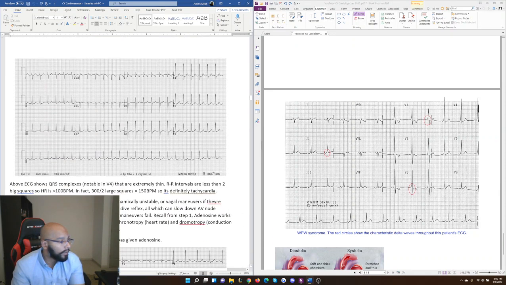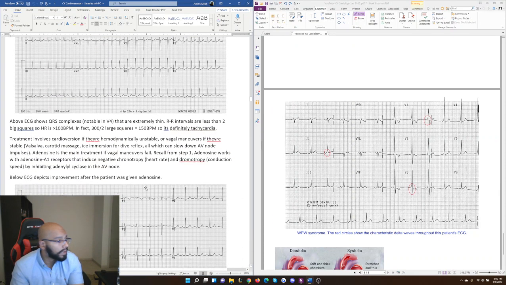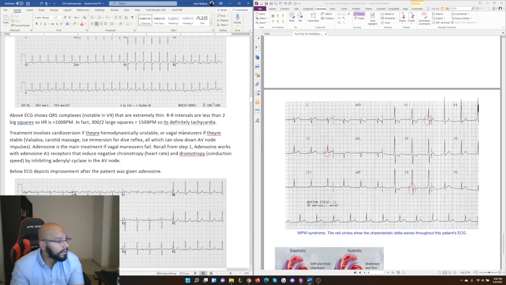So we're done with that. We're done with this ECG, which we just looked at. Right, narrow QRS complex, definitely tachycardia. Treatment is cardioversion if they're hemodynamically unstable, or vagal maneuvers if they're stable, which in our questions that I talked about, they were doing, right? So Valsalva stuff, carotid massage, ice immersion for dive reflex, all of which slow down the AV node.